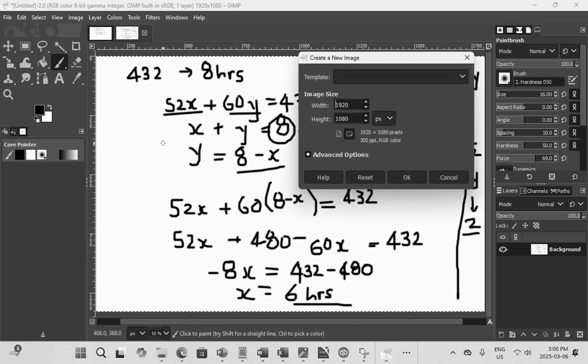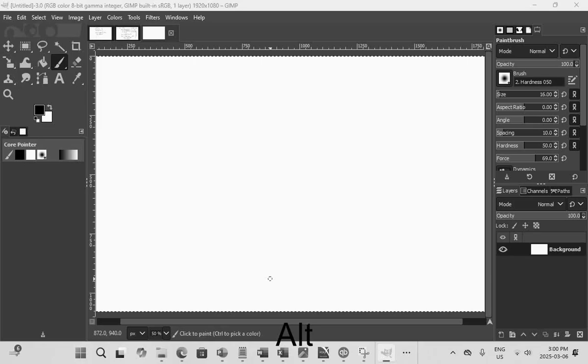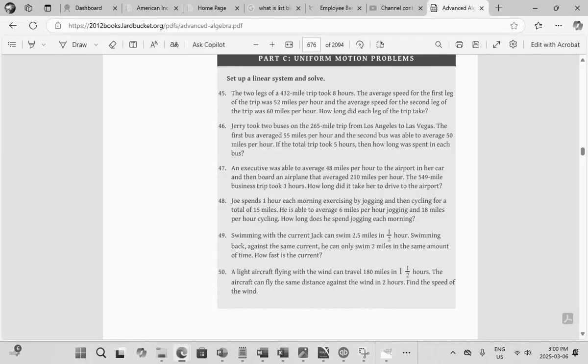Let's go ahead and solve the second word problem. Let's say this individual took 2 buses on the 265-mile trip from Los Angeles to Las Vegas. The first bus averaged 55 miles per hour, and the second one was able to average 50 miles per hour. If the total trip took 5 hours, then how long was spent in each bus? So we know that you've got a total of 265 miles when it comes to distance.